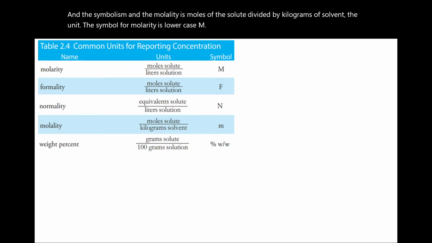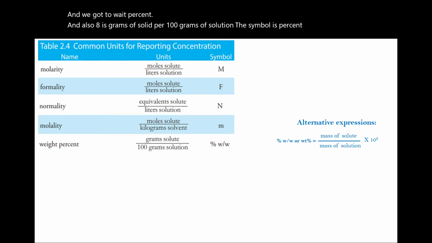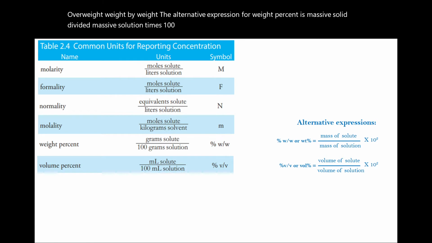And we've got weight percent, which is grams of solute per 100 grams of solution. The symbol is percent weight by weight. The alternative expression for weight percent is mass of solute divided by mass of solution times 100, 10 to the second.